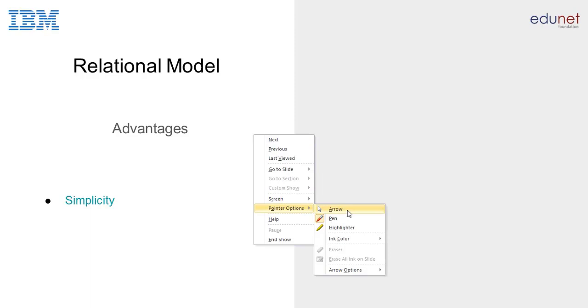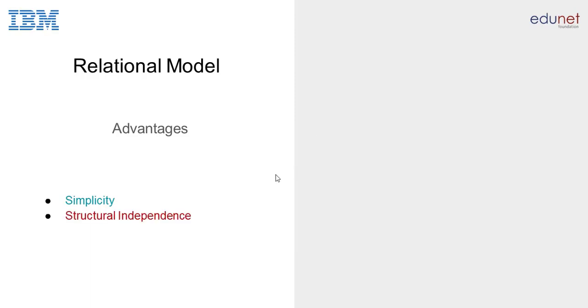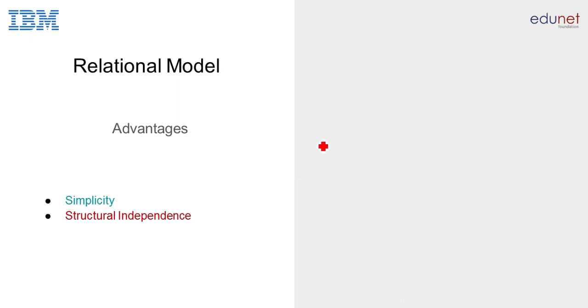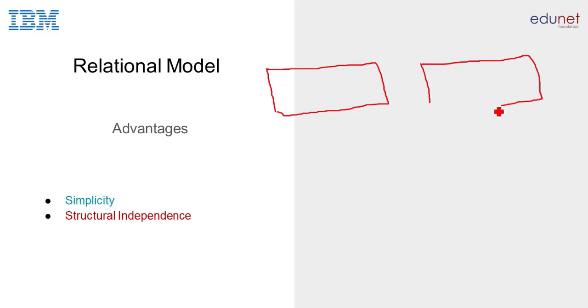Structural independence. What is meant by structural independence? Structural independence means each and every table has a different structure, each and every table has a different location, each and every table has a different data dictionary, and each and every table has different indexes.